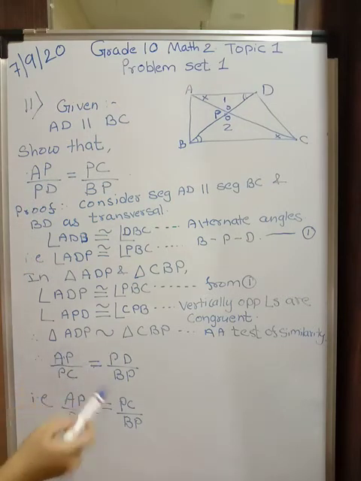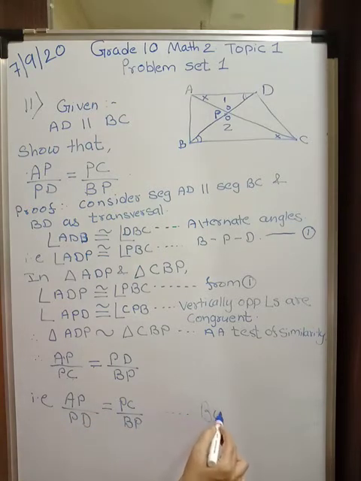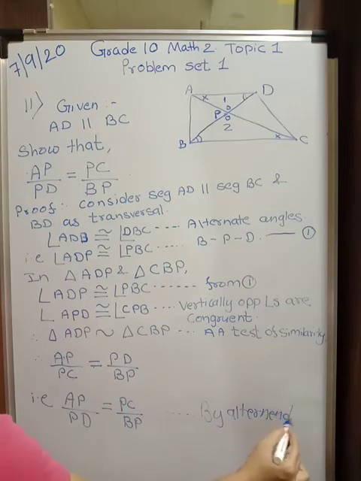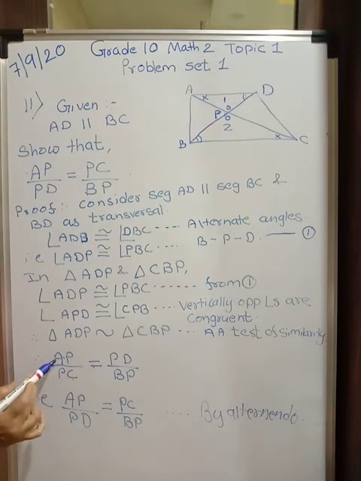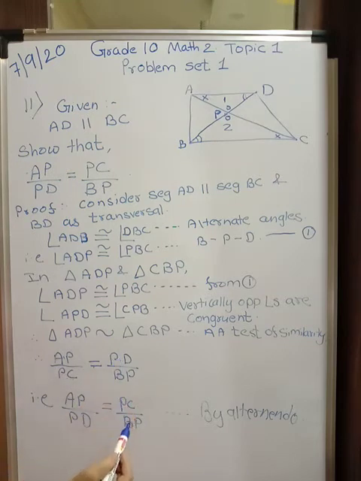It is just a rearrangement of the terms, or you can call it alternando also. You remember we had learned alternando in 9th standard. So by alternando, or by rearranging the terms, you have AP upon PD, this PC will go to the numerator, PC upon BP. It's as easy as that.